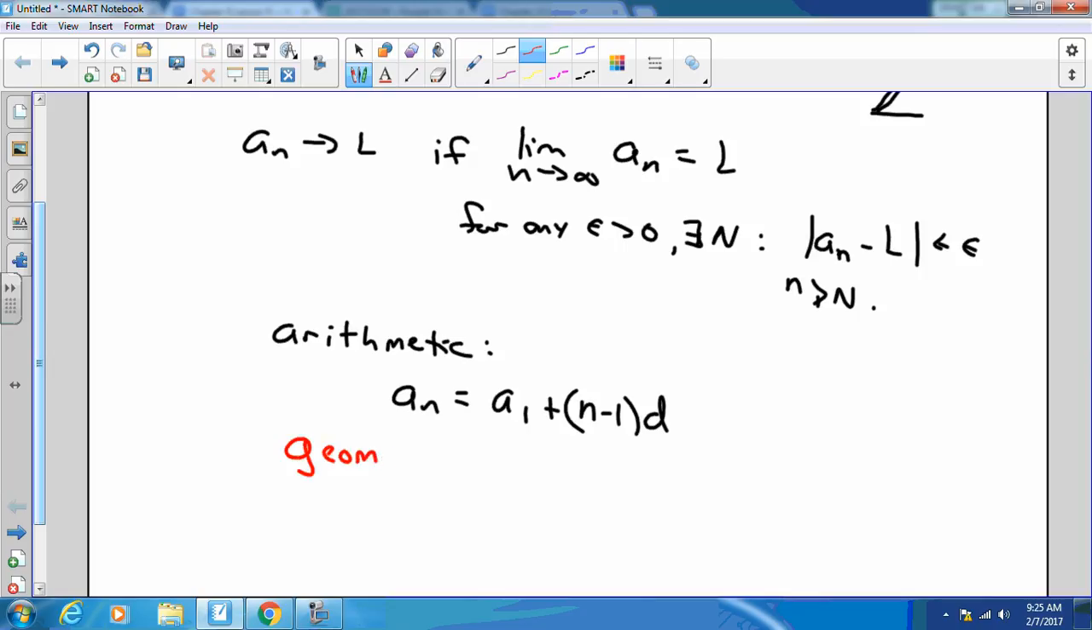Meanwhile, our geometric sequence, which is even more important than the arithmetic sequences for us, a sub n is equal to? And so this plays a role similar to the exponential functions. Okay, that's our material. Now for your questions.